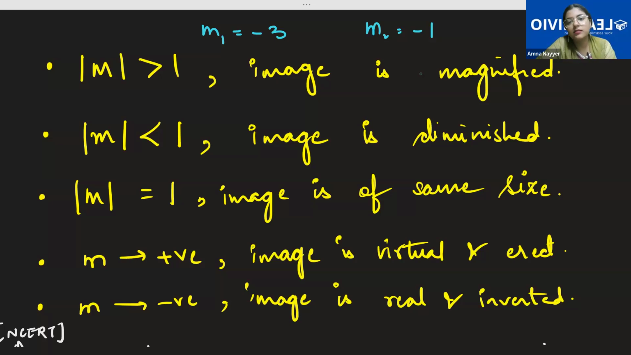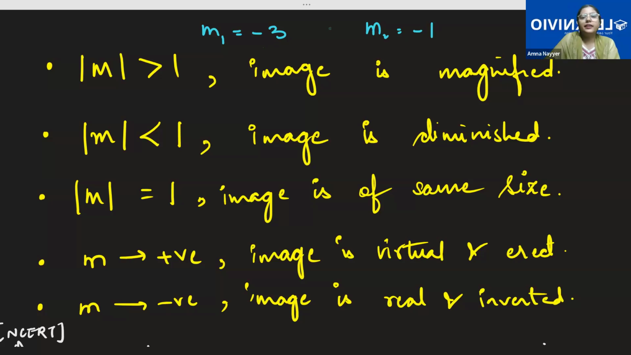Then both are magnified. Can you explain? If you're taking the magnitude without the sign, then both will be magnified, right? Why? Reason: because it's more than 1. So is this also more than 1? Or no, that one is the same size. So this is magnified. This is of the same size.